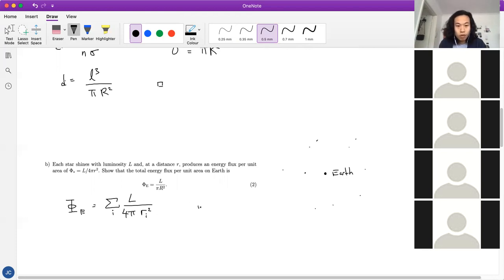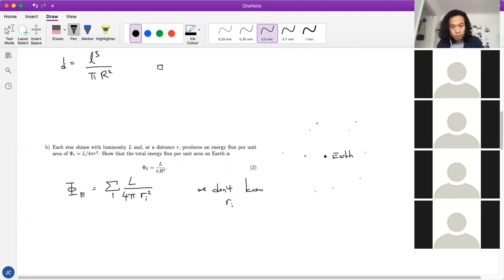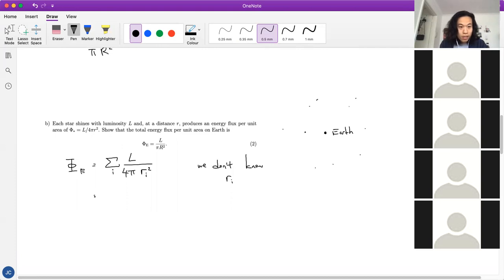But the problem is that we don't know r_i. And there are also an infinite number of them, so this sum is not actually computable. The equivalent way of doing this is to integrate over a luminosity density. If we imagine a large enough universe, and in this case, the infinite universe, it's actually fine.